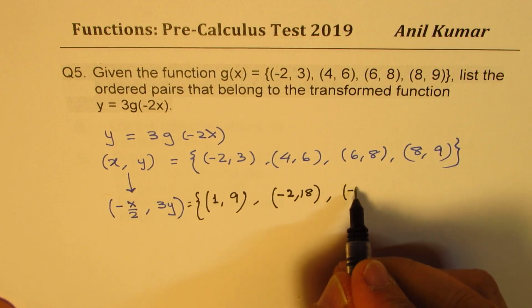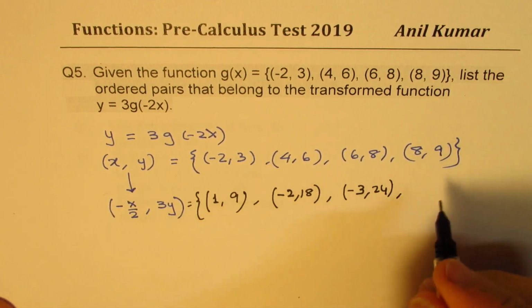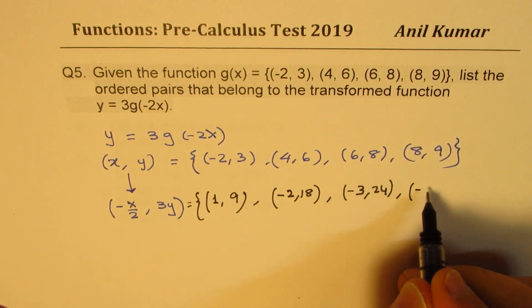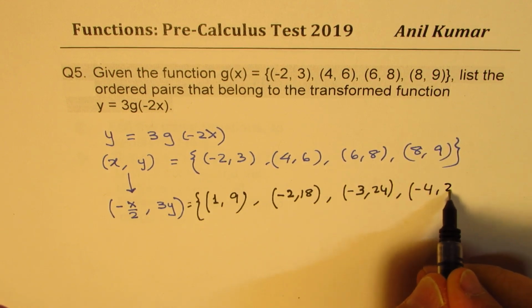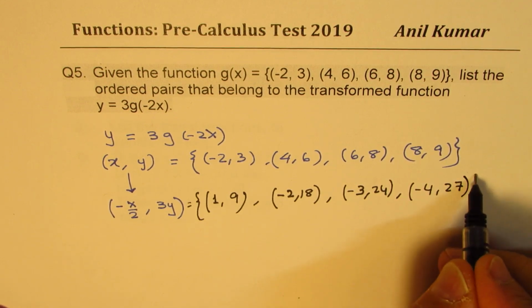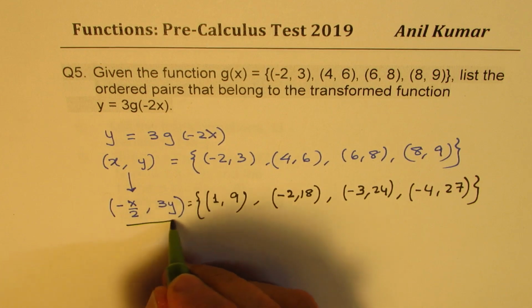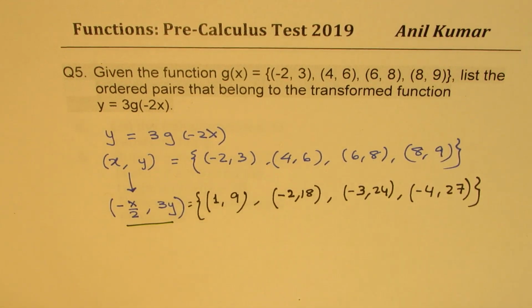Here again negative 3, 8 times 3, 24. And 8 gets divided by 2 with the negative, right? So -4, and 9 times 3 gives you 27. So those are your transformed points. So I hope you have understood how, using this transformation, we have got the transformed points. Perfect?